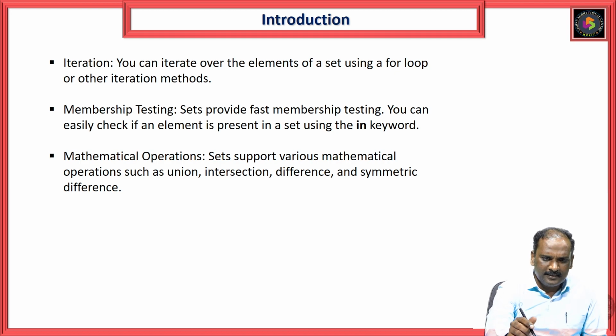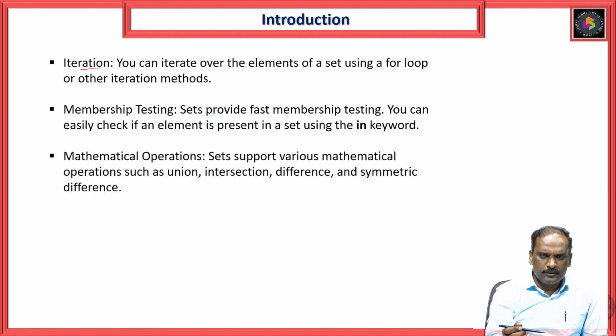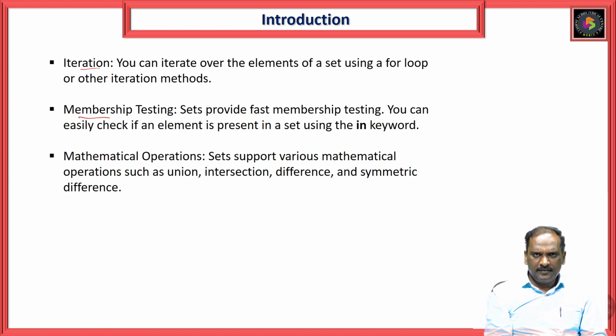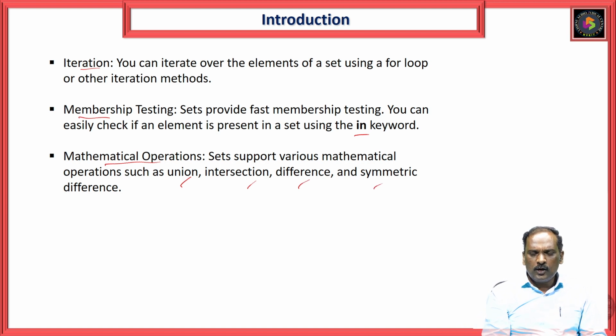The other properties are iteration. That means we can loop over the elements of a set by using a for loop or a while loop. And for checking membership, we can check whether the given element is present in the set or not. If it is present, it will return true. If it is not present, it will return false. Membership of an element is checked by using the in keyword. And sets are used to perform mathematical operations such as union, intersection, difference, symmetric difference, etc. So all the mathematical operations can be performed on sets. So these are the features of the set.